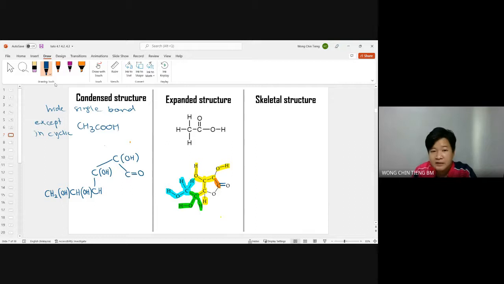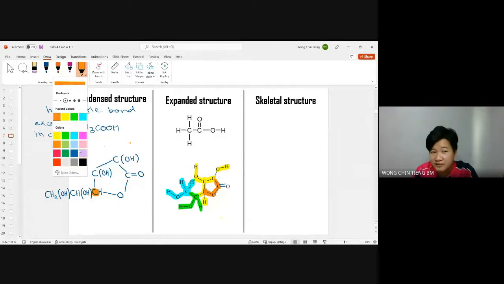Okay. Dia kemudian turun bonded to oxygen. And this oxygen bonded kepada siapa tadi? Bonded to the same carbon. Dia akan pusing balik, bonded to the first carbon in the cyclic just now. Can you see you form a cyclic? Okay. I hope you can see that you form a cyclic.